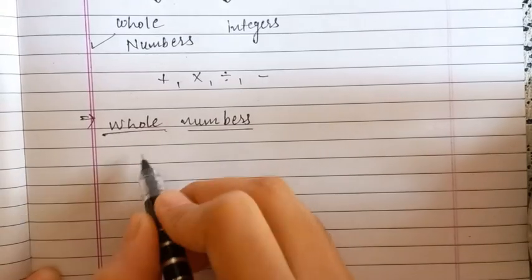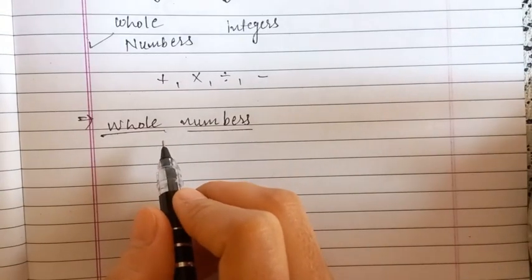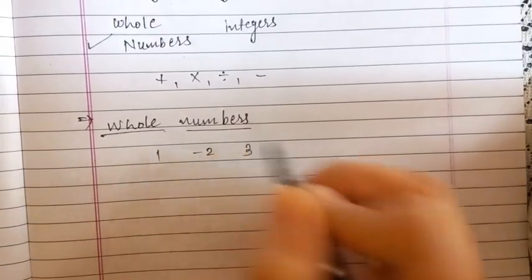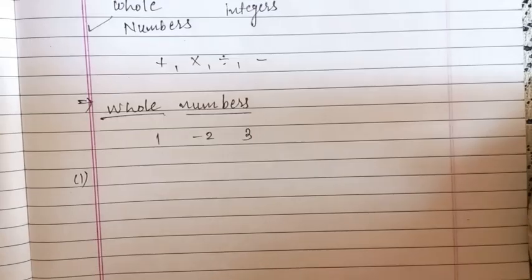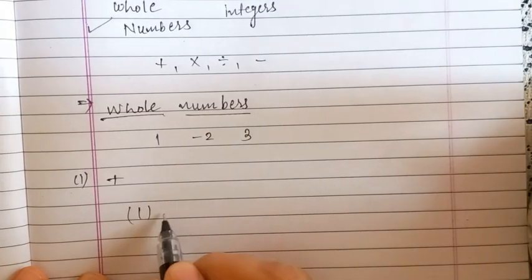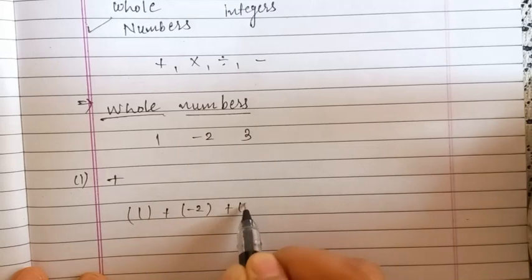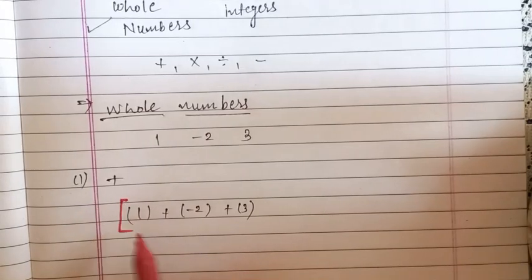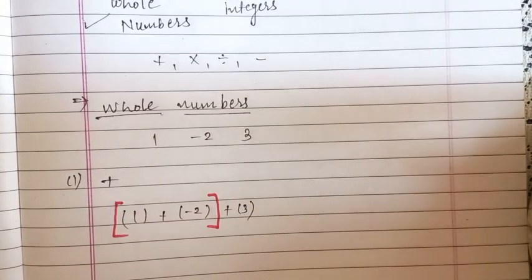Let's take three numbers, 1, -2 and 3. First we check addition, whether addition satisfies the associativity property or not. So first 1 plus -2 plus 3. In this, as I said, associativity means make groups. Let's check for this group, 1 and -2.